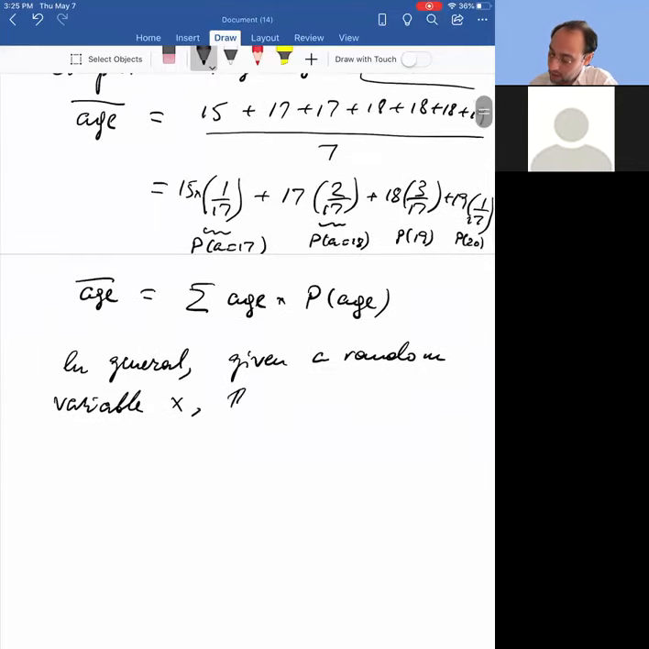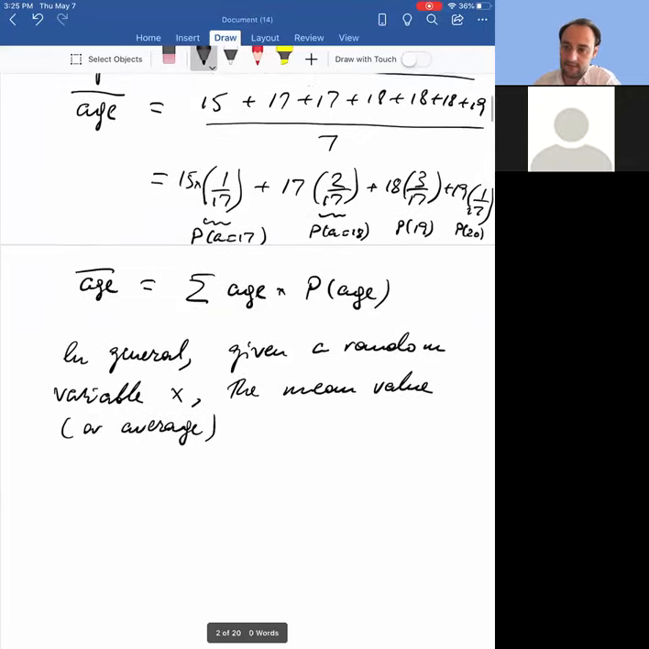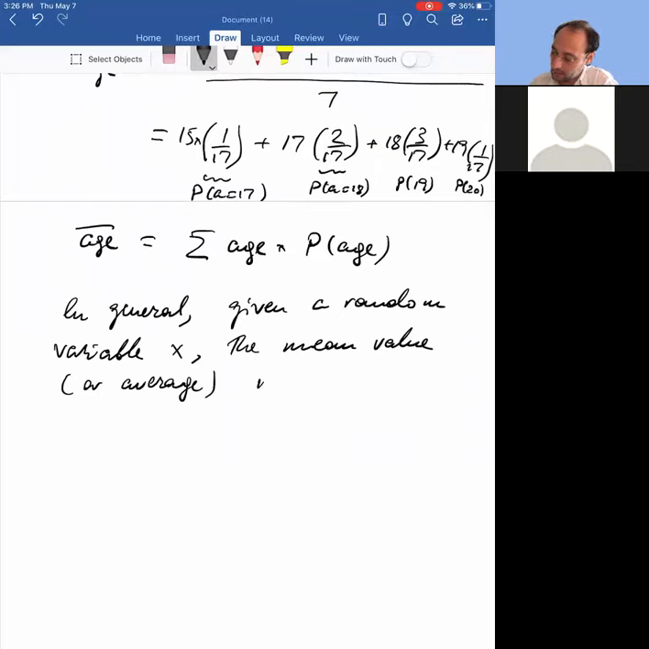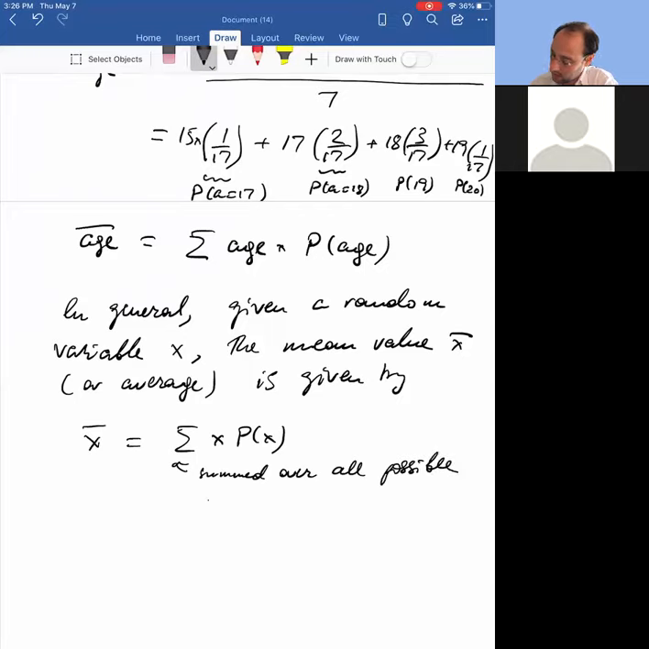Okay, so the mean value or average. I think there is a distinction, but I'm not making a distinction between the two. It is given by, this is just a notation for the mean value, x times the probability of x summed over all possible values of x.